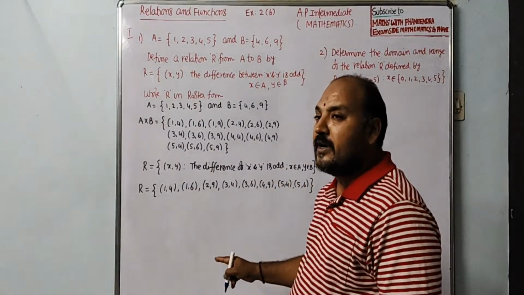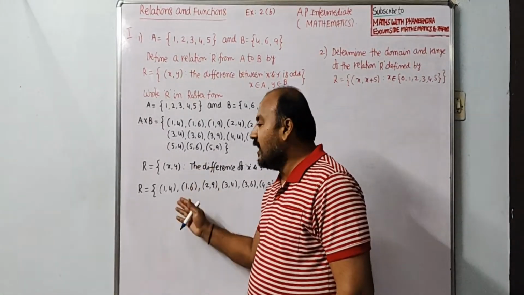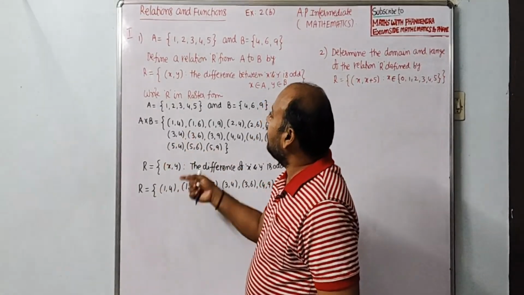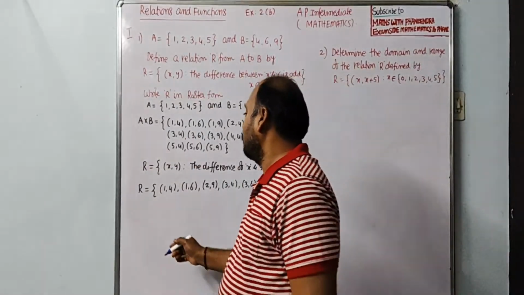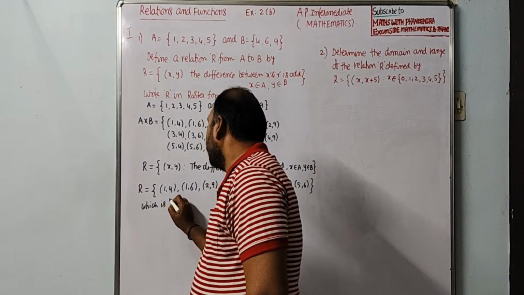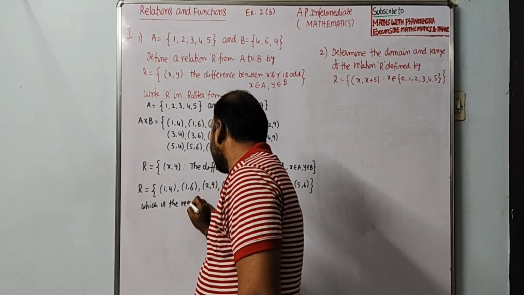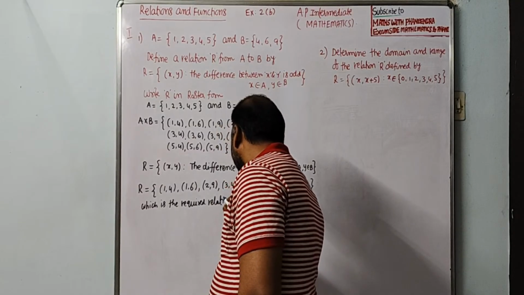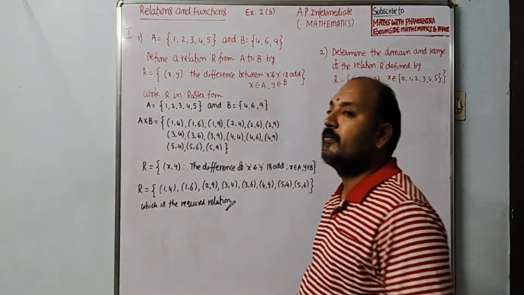These are the elements. This is the relation which is a subset of A cross B. This is the required relation, in the roster form. I hope you understand, dear students.